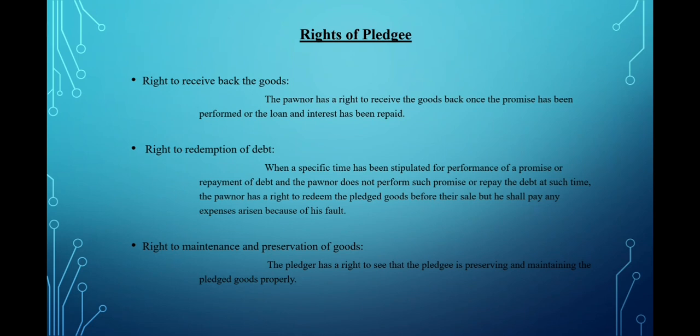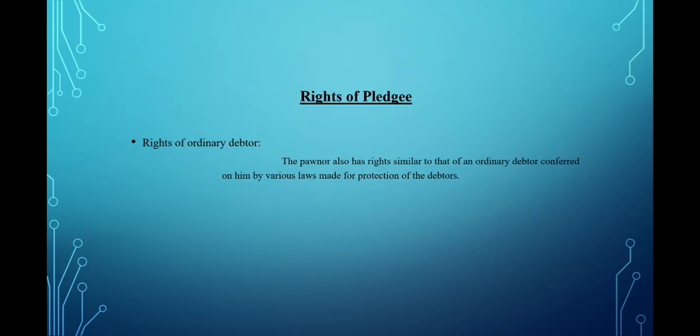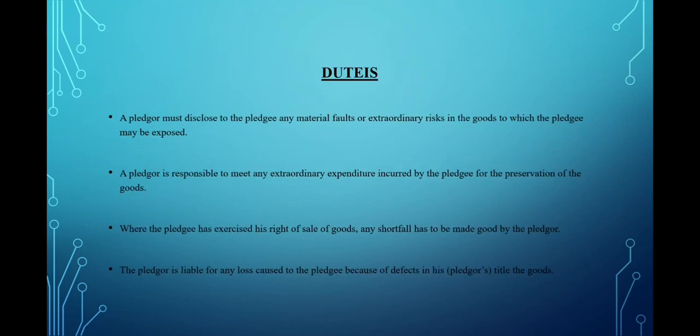Next, right to maintenance and preservation of goods. The pledger has the right to see that the pledgee is preserving or maintaining the pledged goods properly. Rights of ordinary debtor. The pawner also has rights similar to that of an ordinary debtor conferred on him by various laws made for protection of the debtors. Here we saw all the rights of pledgee and pledger. Now we'll see the duties of pledger and pledgee.